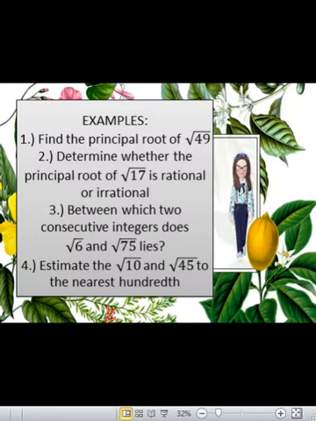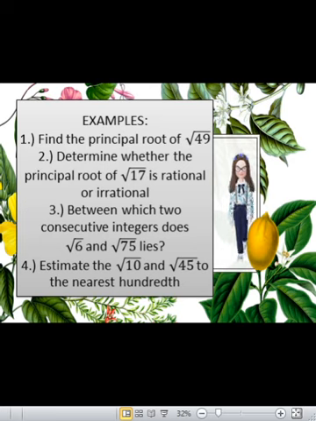Okay, let us move to our third example. It says here, between which two consecutive integers do the square root of 6 and the square root of 75 lie? When we say consecutive integers, it means, for example, 1 to be followed by 2. So that's how you say consecutive. You can say 2 to be followed by 4. It's not consecutive.